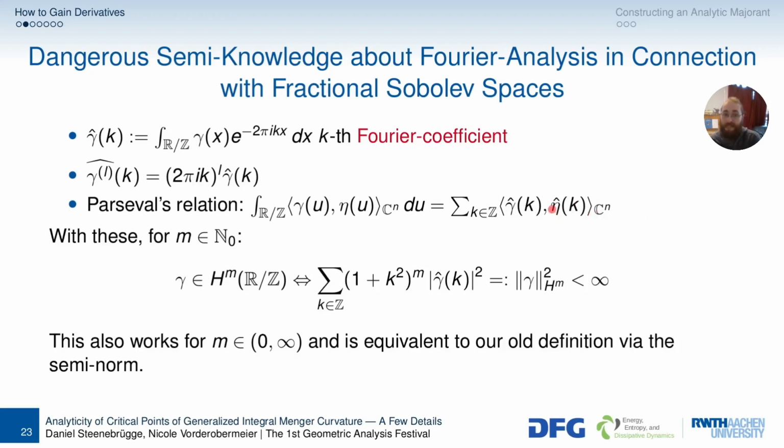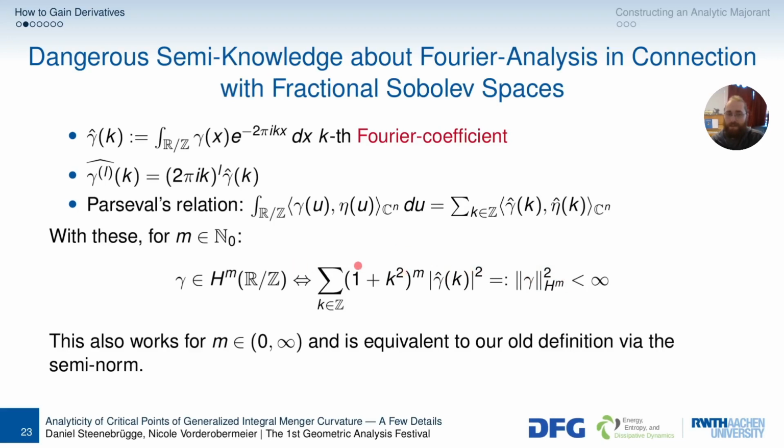And with these we can define another notion of Sobolev space. Or really the same Sobolev space but with a slightly different norm. We can say that gamma is in H^m, that means m weak derivatives which are all in L2, if and only if this series here converges. And this is the sum of (1 plus k squared) to the m times the Fourier transform of gamma squared. And I claim that this is another norm for the same Sobolev space. Then why is that the case?